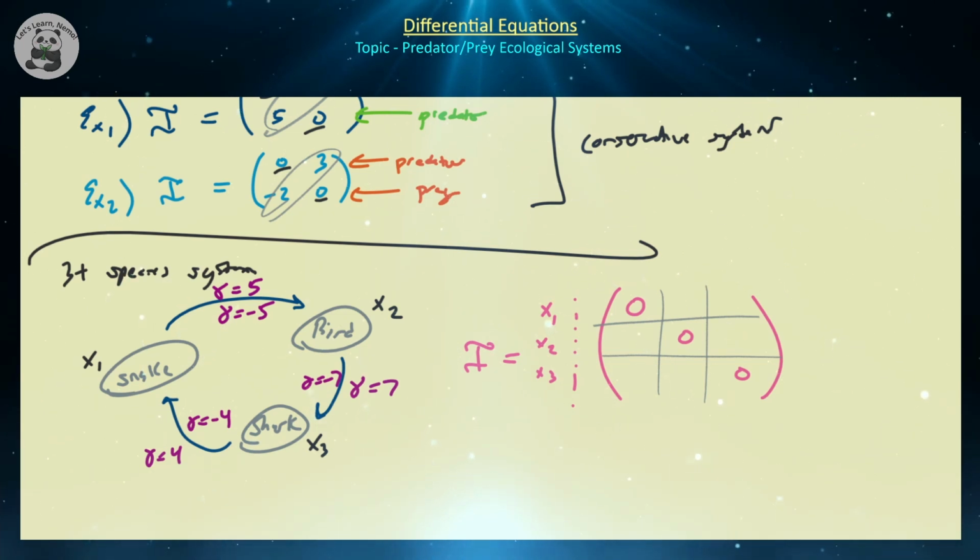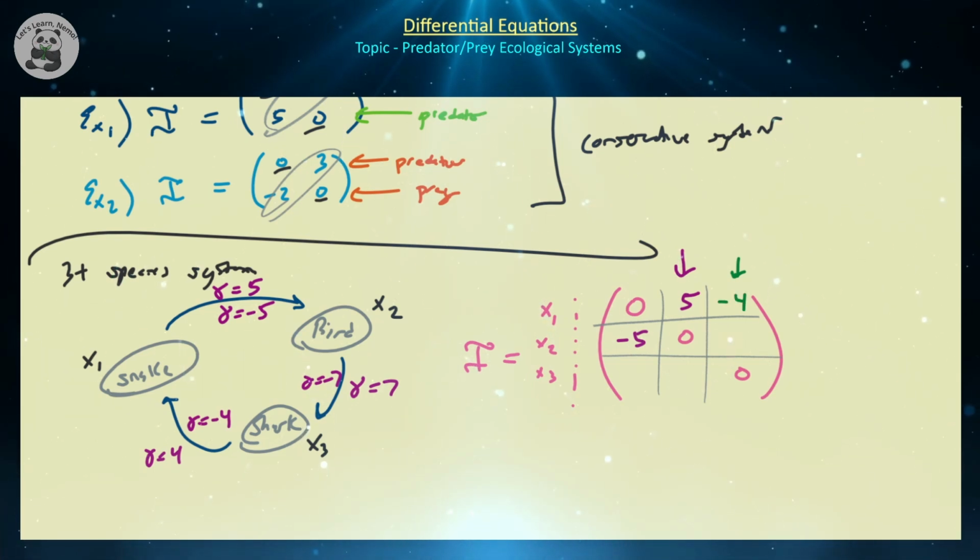So keep in mind this cell corresponds to the interaction between x1 and x2, right? So that's going to be snake versus bird. So x1, snake, benefits from bird. Therefore, this is going to be a positive coefficient. And that means minus 5 must be in the 2-1 position with the opposite sign. Now, what happens between snake, which is still x1, and x3, which is shark, right? Well, snake suffers from shark at a rate of 4.